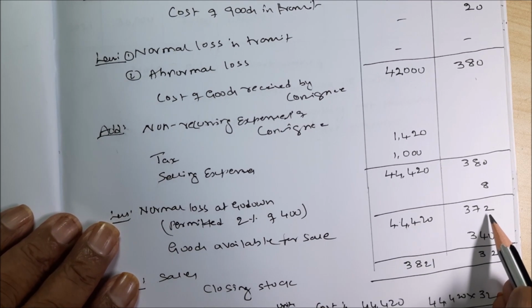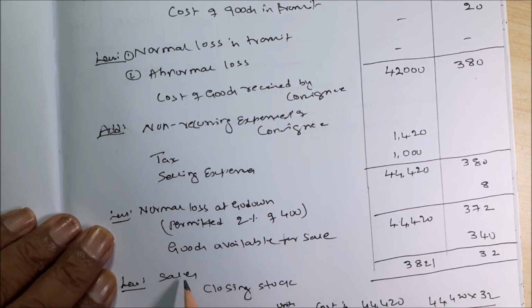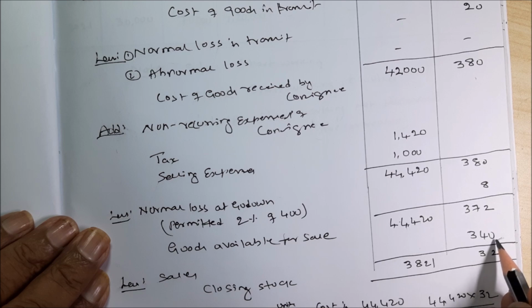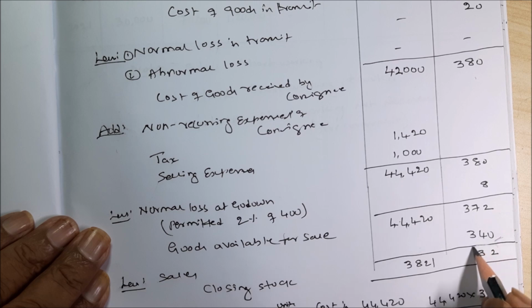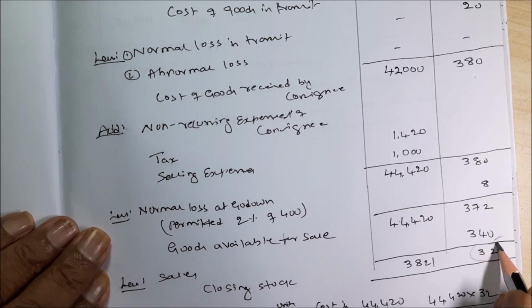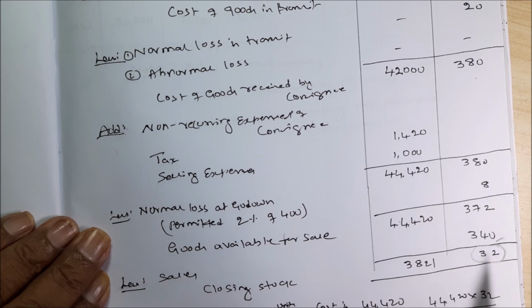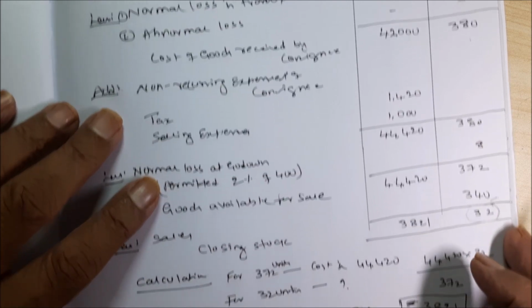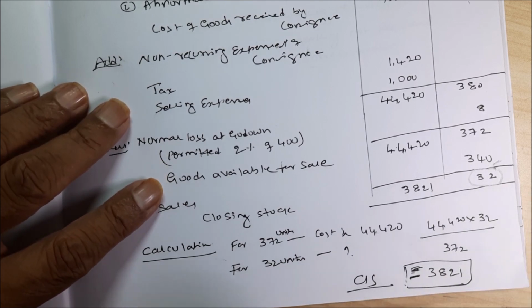Now the sales is how much? That is very simple. They have sold only 340. That means closing stock in units is 32. For these 32 units, I have to calculate the value of this stock. It is a very simple way. Don't use any formula.